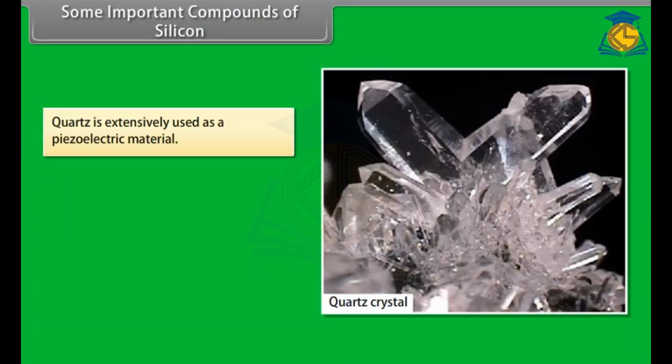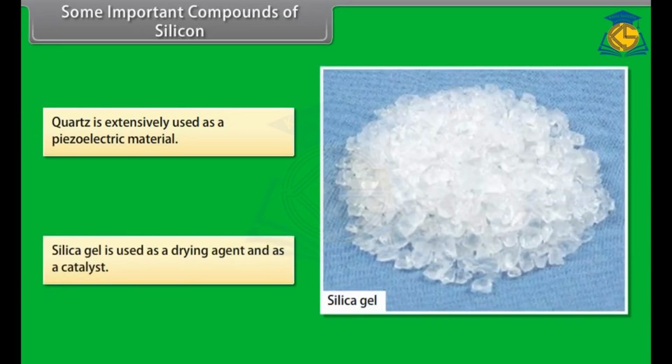Quartz is extensively used as piezoelectric material. Silica gel is used as a drying agent and as a catalyst.